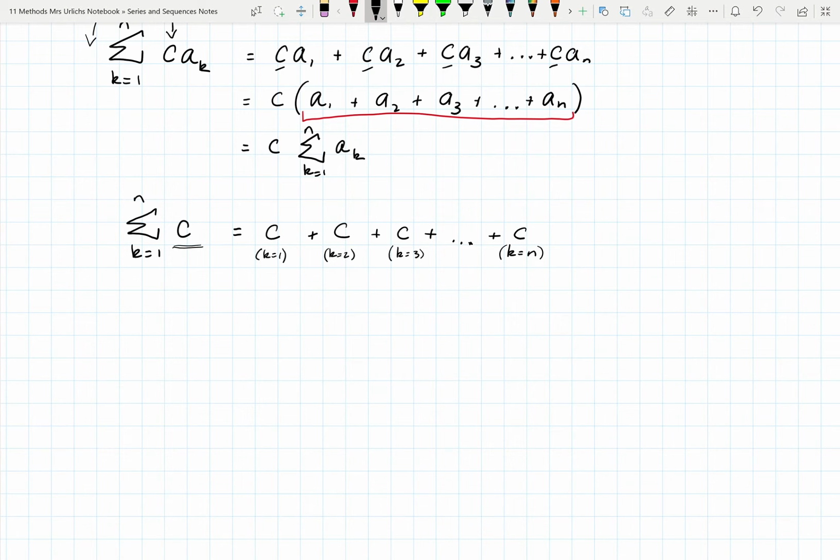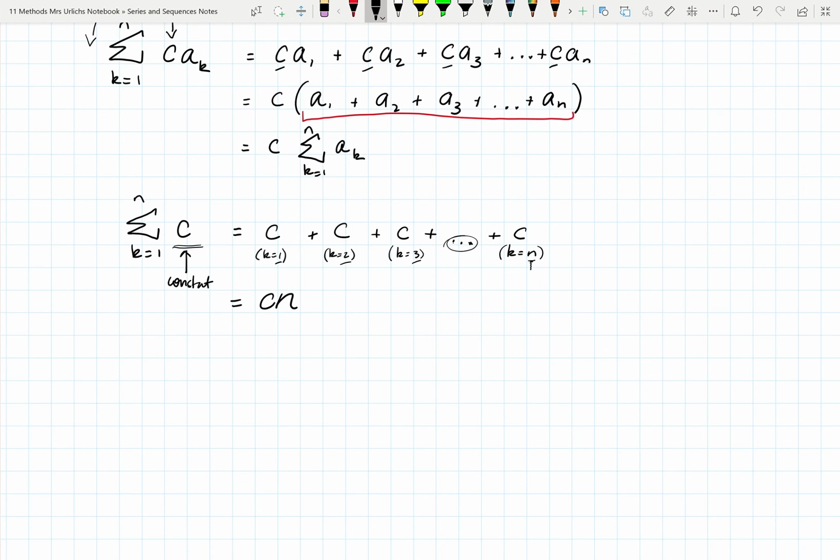So then the question becomes, well, how many of these do we have? And you can see we've got 1, 2, 3, 4, 5, 6, who knows how many in between here, but we know that our last term is our nth term, so we've in actual fact got n lots of c. So when we are adding the sum from k equals 1 to n of a constant, c is a constant, then our result is simply our constant multiplied by our number of terms.